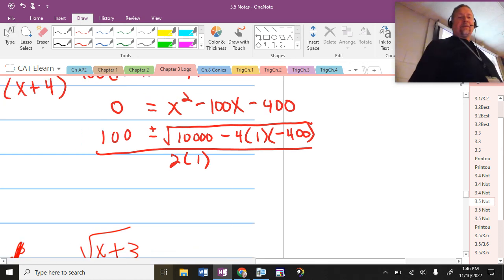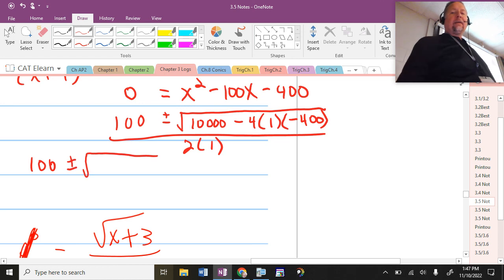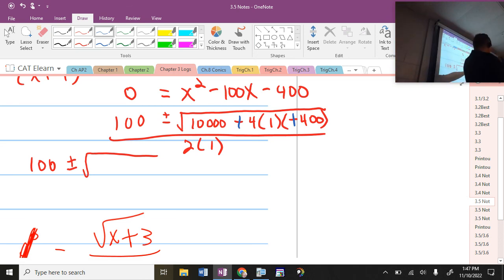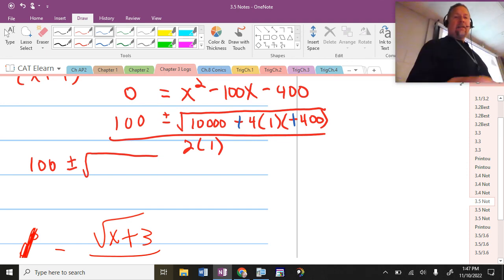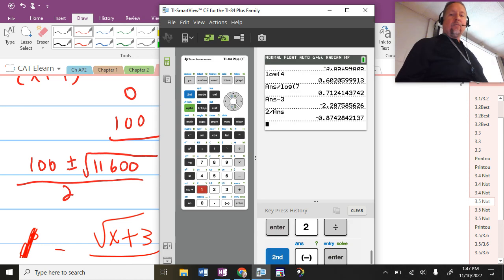All right, so now 100 plus or minus the square root of, I got it. Negative times a negative, I'm going to change colors. Students are really bad at this sometimes. This is going to be a plus. Still listening back there? Okay. And then 4 times 400 is 1,600. 1,600 plus 10,000 is 11,600. Don't fret. Go to the calculator.